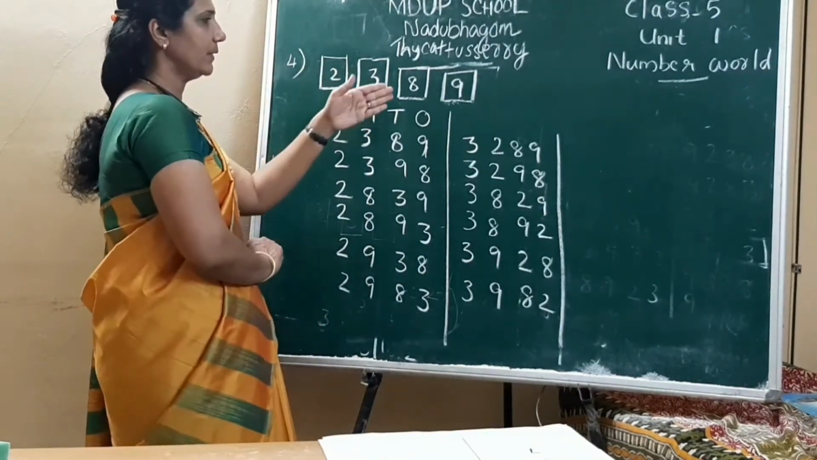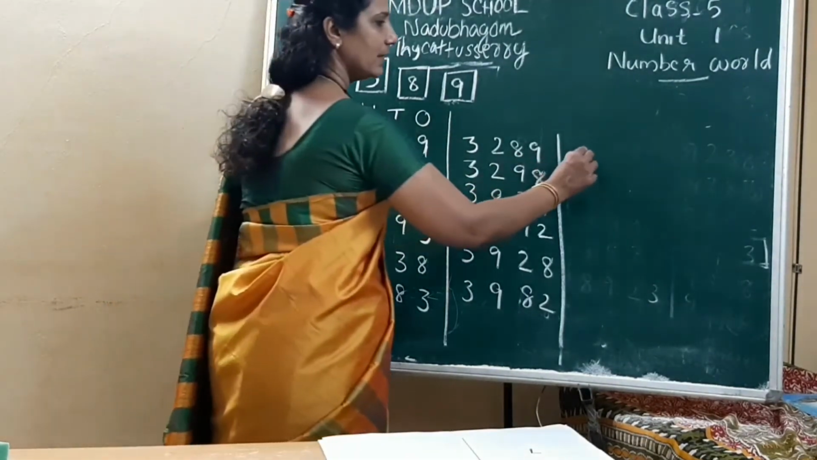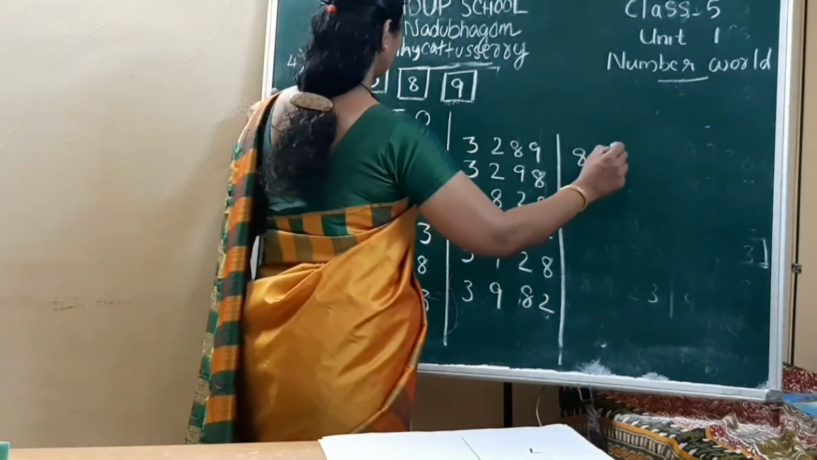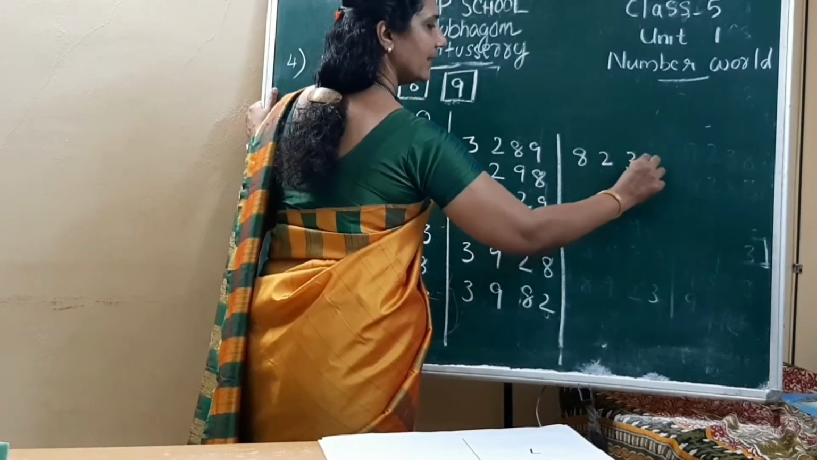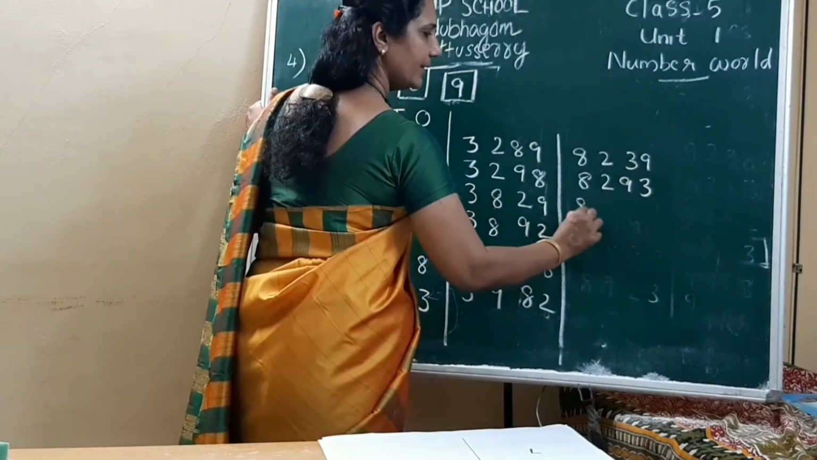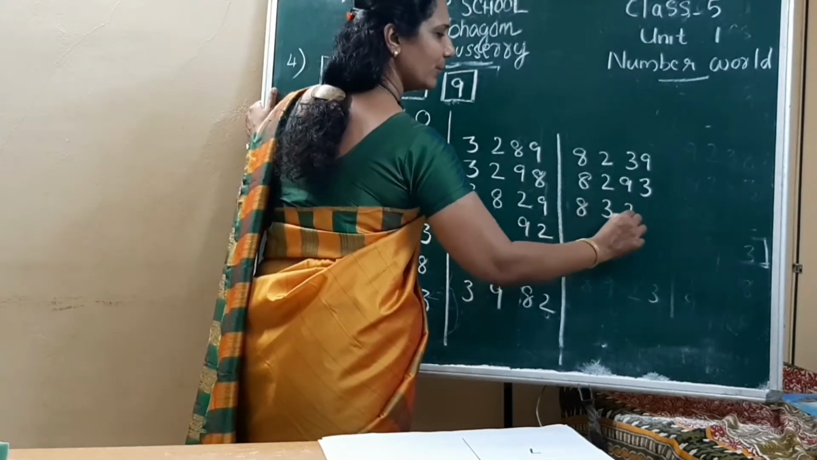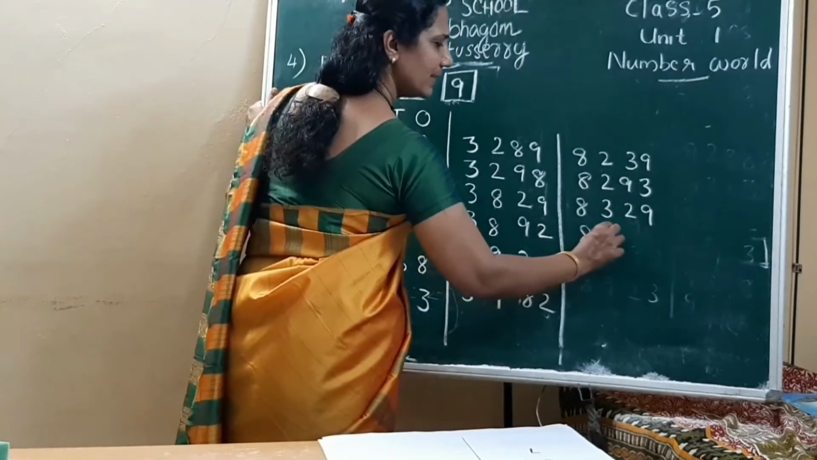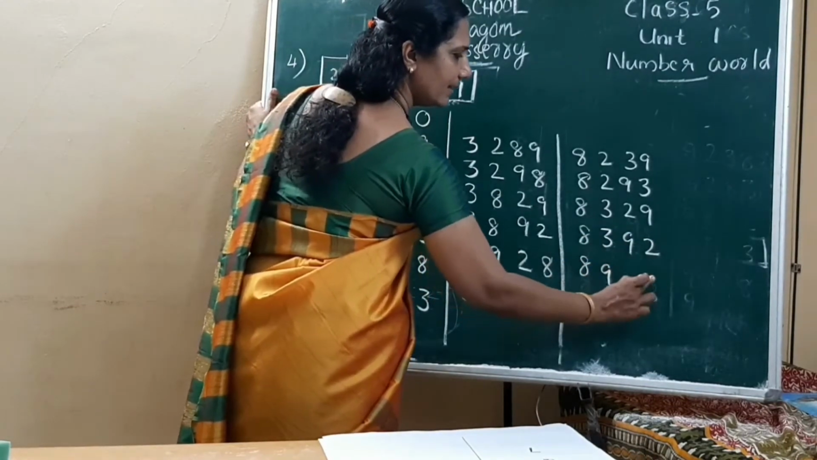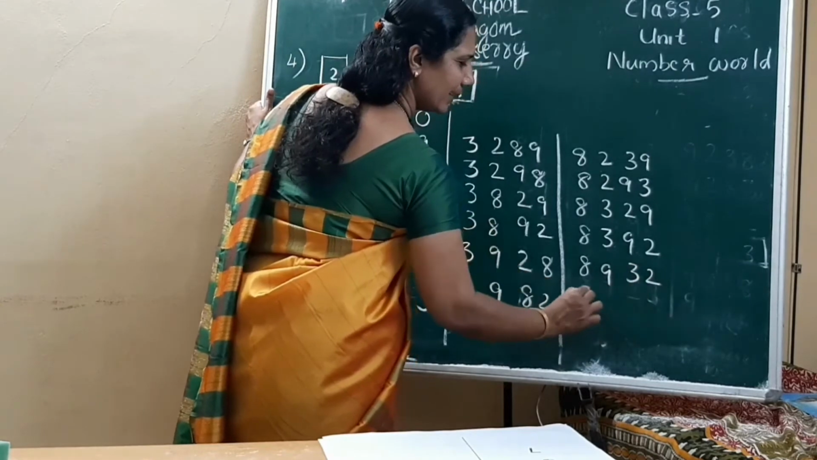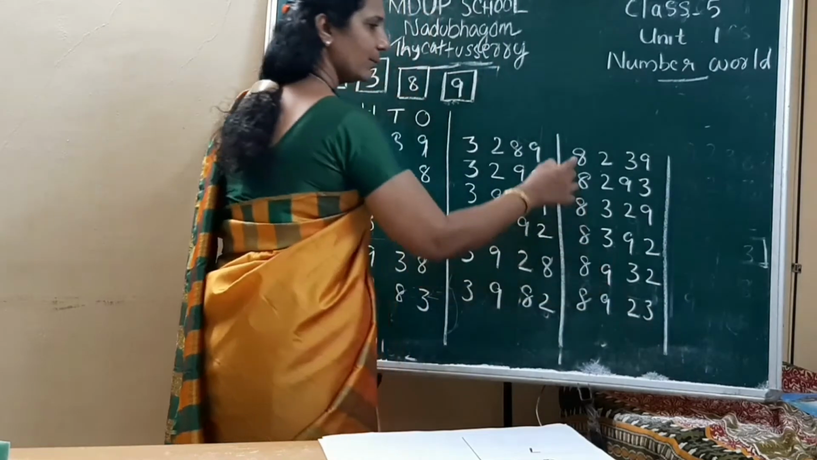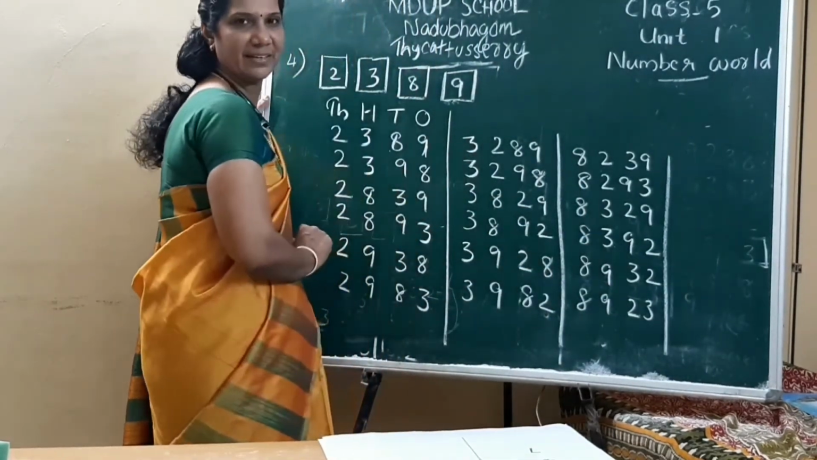Then you consider 8 as the first digit. Then we can write 8239, 8293, 8329, 8392, 8932, 8923. Here also 6 numbers starting with 8.